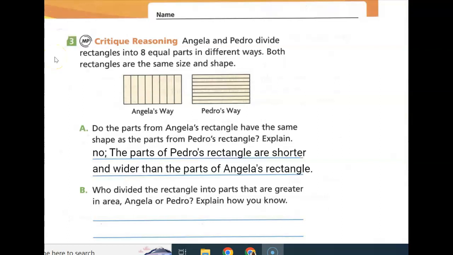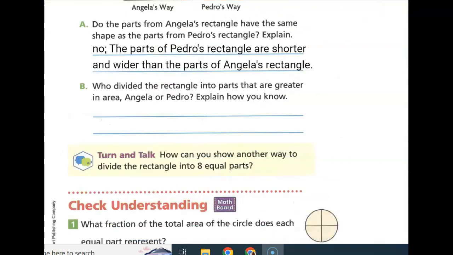Okay, so to explain, no, they are not the same shape, and the parts of Pedro's rectangle are shorter and wider than the parts of Angela's rectangle. Who divided the rectangle into parts that are of a greater area, Angela or Pedro? Does anybody tell me? Rhiannon.